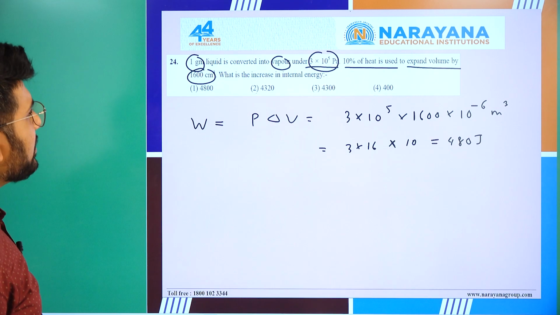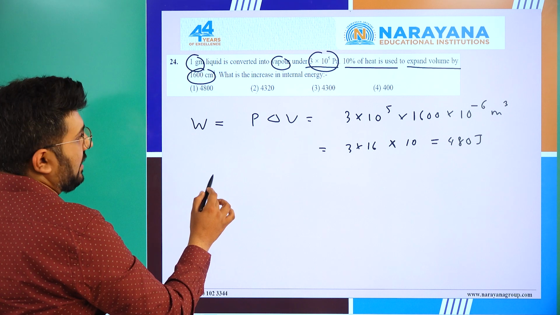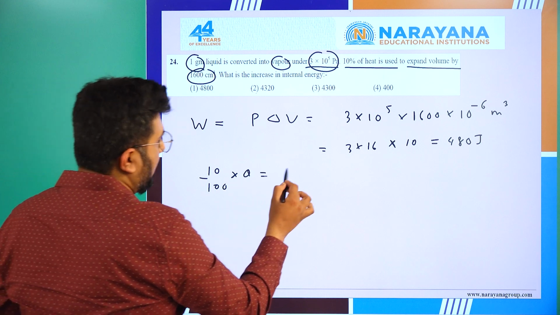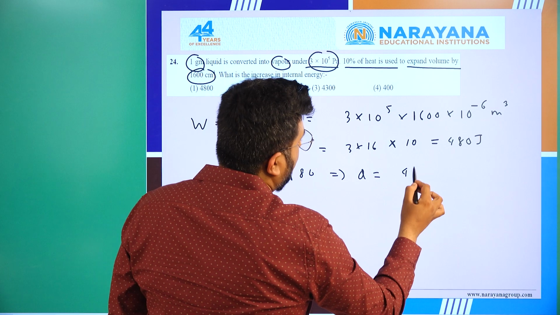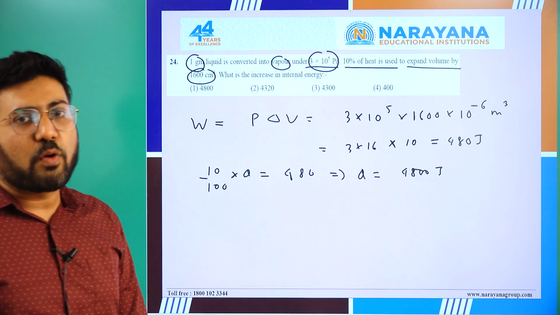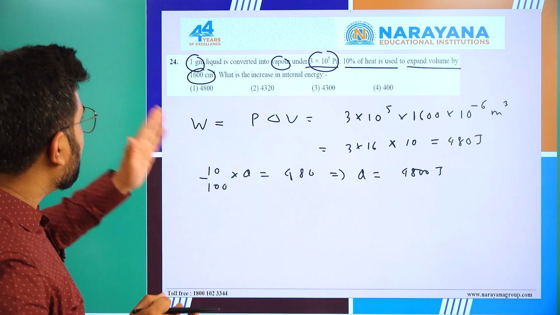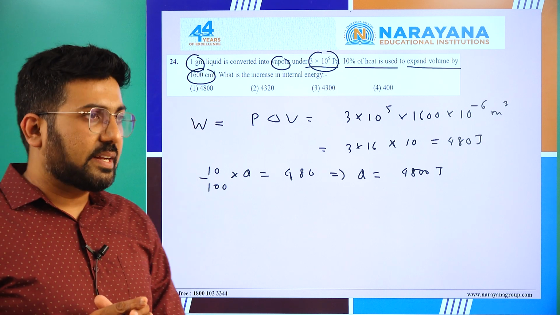Now according to the question, this is 10% of the heat. So 10 by 100 of the heat is work. That means the heat is 4800 joules. Now they have not asked me the heat, but they have asked me the internal energy.